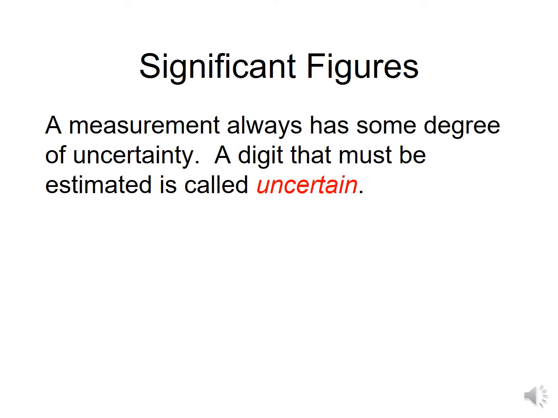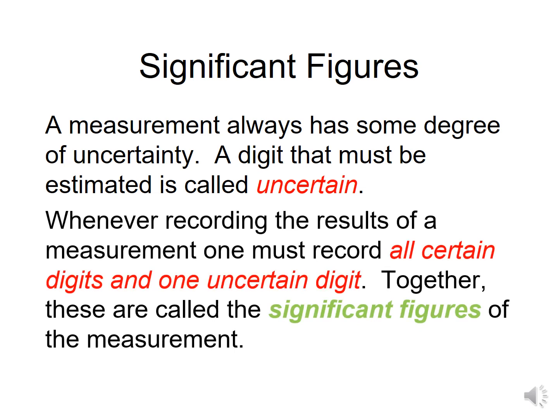So we've seen that a measurement always has some degree of uncertainty, and that the last digit that we record is an estimated digit, which is called uncertain. Whenever recording the results of a measurement, one should always record all certain digits and 1 uncertain digit. Together, these are called the significant figures of the measurement.